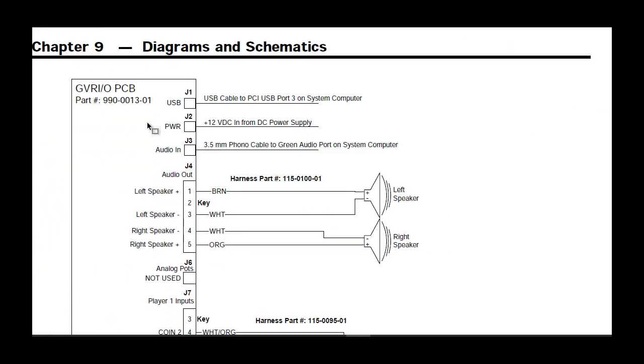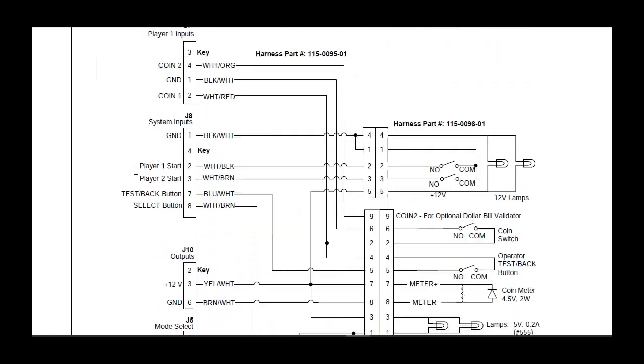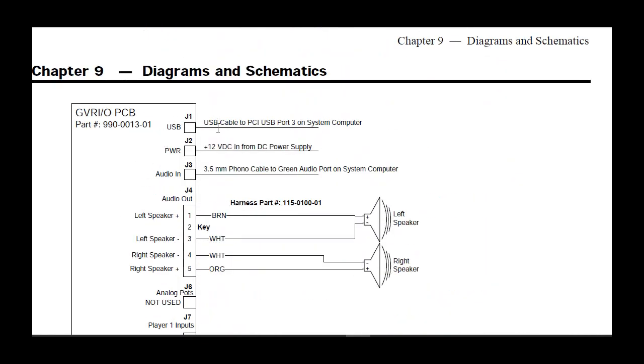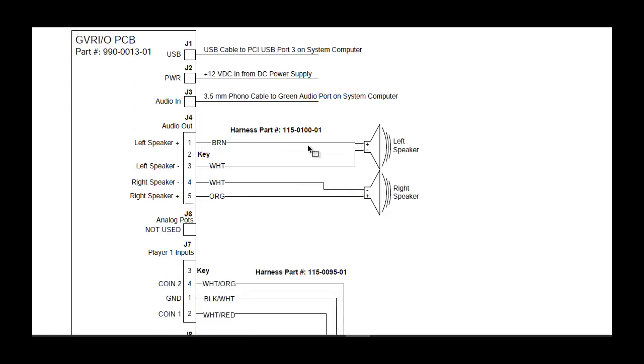I think we have to go on to explain the ports and how to connect the cables. Here, for example, J1 is the USB cable connecting to the PC, USB port 3. Okay, power speaker, left speaker. From this manual you can know the color of the cables. Here BRN means brown, WHT means white, ORG means orange, left speaker, right speaker, as we see.